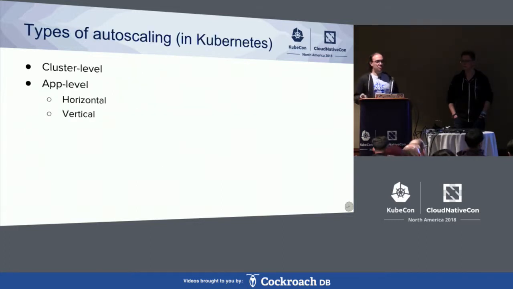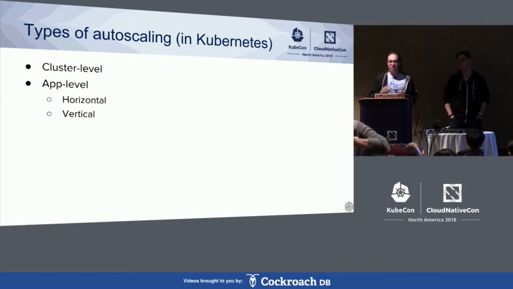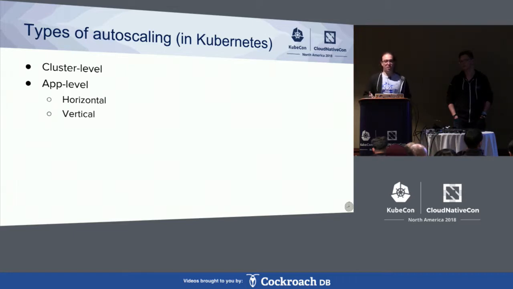So in Kubernetes, we have basically two categories of autoscaling. So we have cluster autoscaling, so that's creating more nodes when you run out of space to schedule your pods onto. And then we have application level autoscaling. So that's making sure your applications themselves have enough room to operate in, and that there's enough instances of your application or your application's big enough.